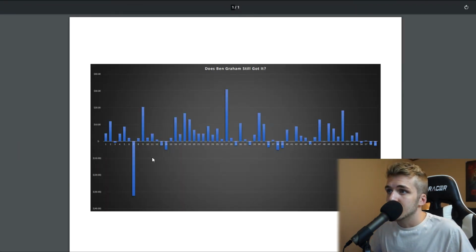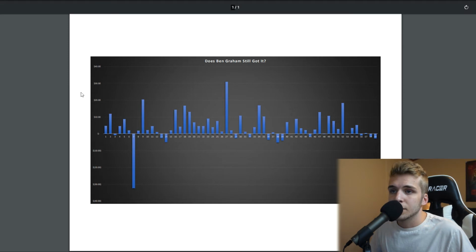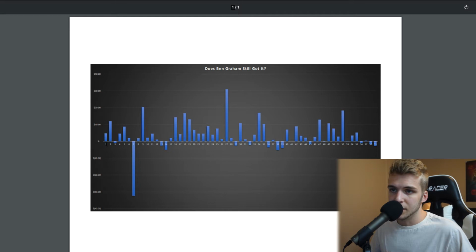Does Ben still got it? Does he still evaluate stocks accurately? I guess this is the data that I had. So this is the number of the stock, which there were 59 stocks. But yeah, this is every single stock. This is the number, like stock number one, we went up, we went positive about $5 or so. And then the next one we went up about $12. And then the next one we went down maybe $1, you know? So this stock right here, number 7, was the worst.